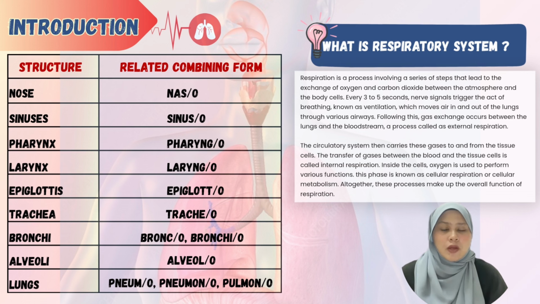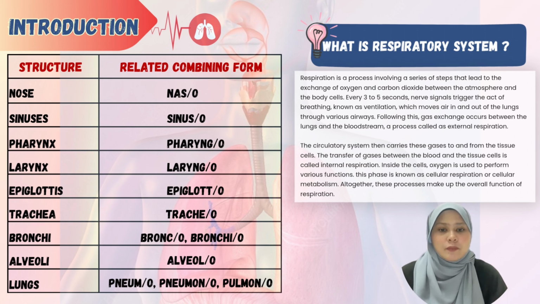For example, nose, naso; sinuses, sinuso; pharynx, pharyngo; larynx, laryngo; epiglottis, epiglotto; trachea, tracheo; bronchi, broncho and bronchio; alveoli, alveolo; lungs, pneumono and pulmono. Now, on the right side, what is the respiratory system?